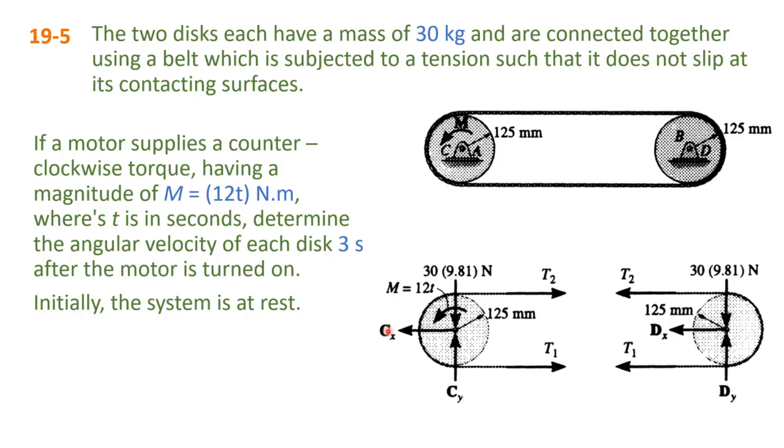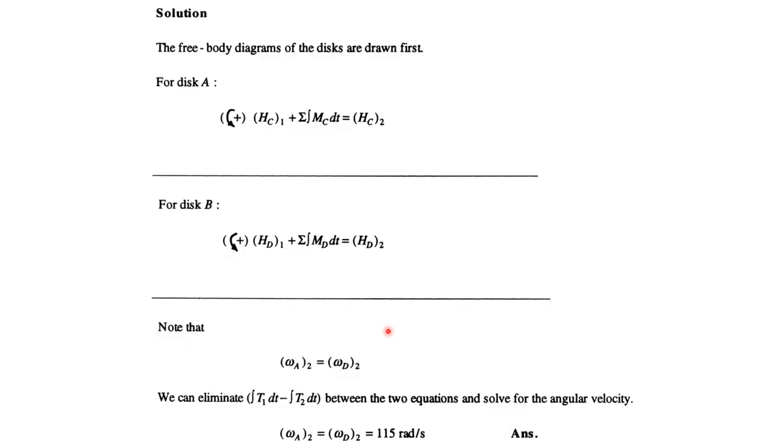So let's go with the free body diagram to explain more. But before that, we're going to show you the given answer. So we have the free body diagrams, which should be drawn first. For disk A, we have the angular momentum and angular impulse equation: HC1 plus the integral of the sum of the moments around point C dt is equal to HC2. So we have stage 1 and stage 2, and we need to find the moment.